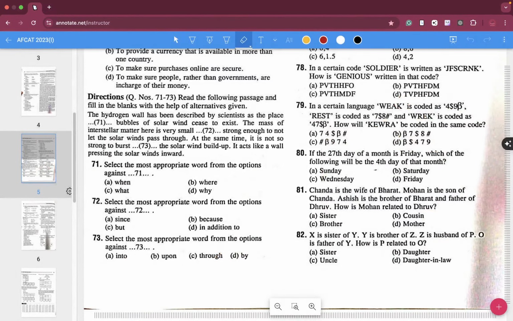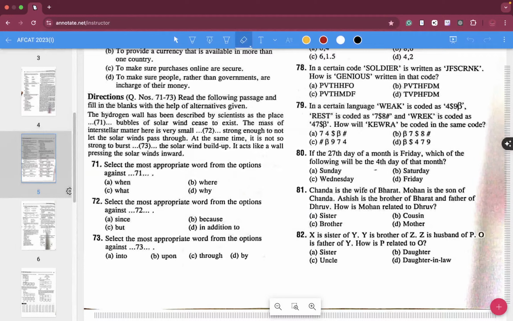Now moving on to question number 80. If the 27th day of a month is Friday, then 20th is also Friday, 13th is also Friday, minus 7, 6th is also Friday. If this is Friday, 5th is Thursday, and 4th is Wednesday. Wednesday, Thursday, Friday. So question number 80, C is the answer.